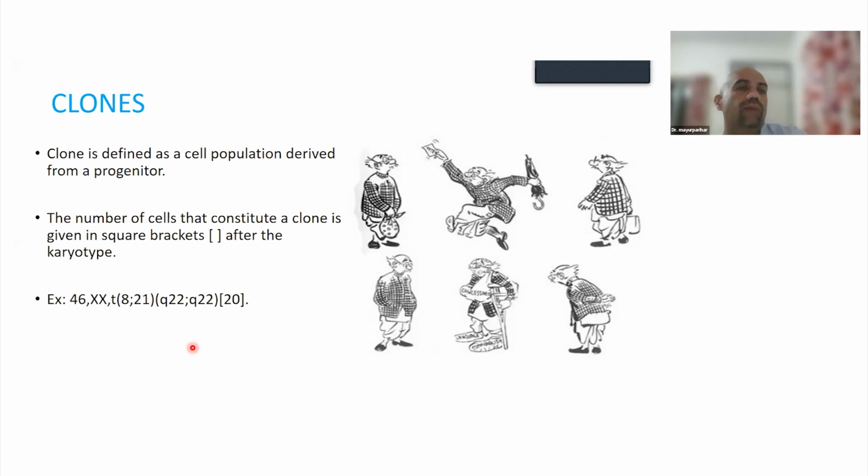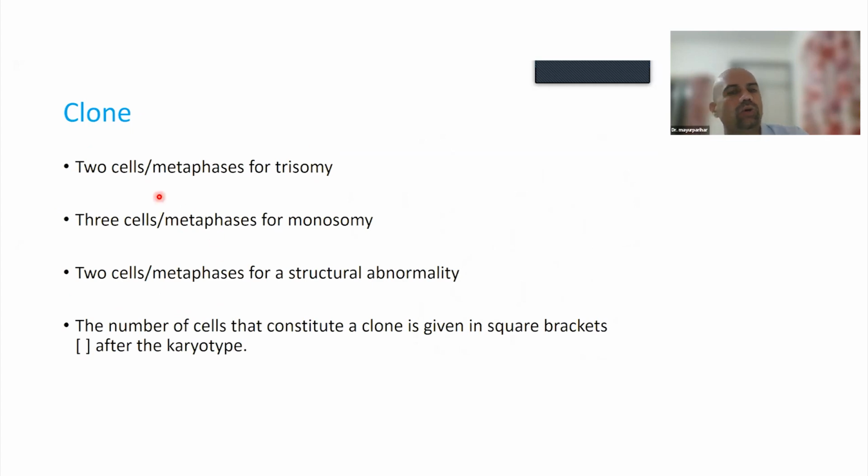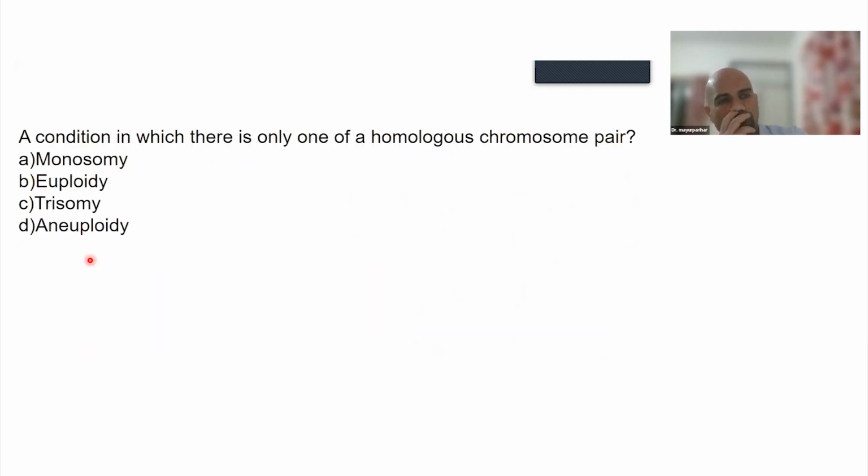In oncology cytogenetics, you need to understand the concept of a clone. So, what is a clone? A clone is defined as a cell population derived from a progenitor, and the number of cells that constitute a clone is given in square brackets. For example, this is 46,XX,t(8;21) in 20 cells. Now, in order to call something abnormal, there should be at least 2 metaphases showing trisomy. To call something monosomy, you need 3 cells or 3 metaphases. To call a structural abnormality, you need 2 cells.